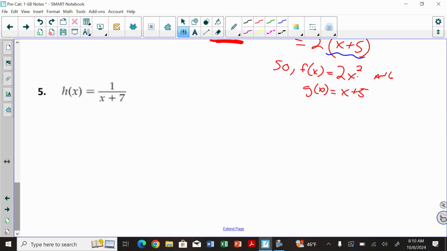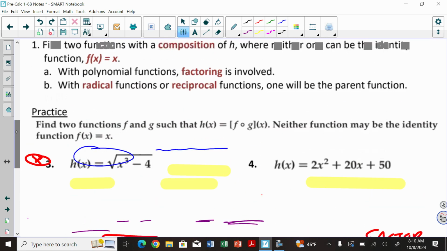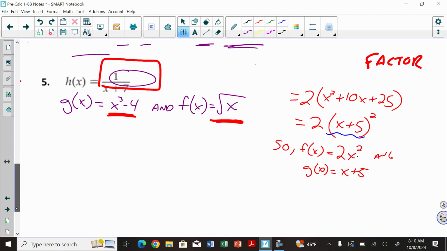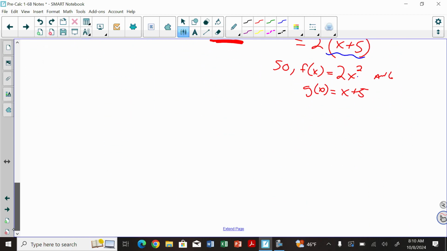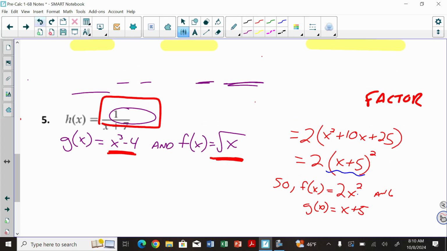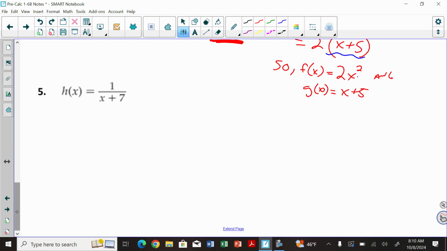All right, the next one. This is a reciprocal function, right? Because we've got a fraction here, 1 over x plus 7. So again, the reciprocal one, like we said up here, one of these will be the parent function. So one of them is going to be 1 over x, because that's the parent function of this problem. So one of these has to be 1 over x because it's the parent function, okay?